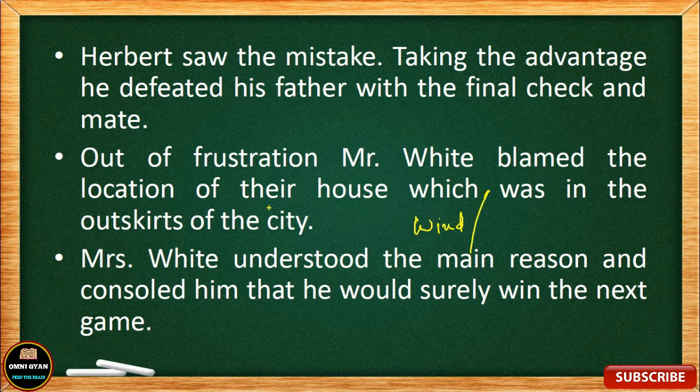Now he is blaming the location of their house, which was on the outskirts of the city. He said that our house is situated in such a place where there are only two houses just near us. Okay, it is situated on the outskirts of the city. Road conditions are not good, this and that. So he started now blaming the location of their house.